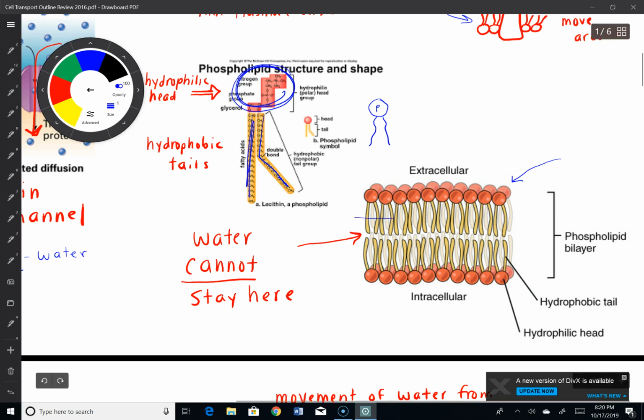Water cannot stay here. These are hydrophobic. That's why you need something like an aquaporin to get the water molecules through. Also, you may see some cholesterol molecules in here. Now, the cholesterol molecules are going to help keep the plasma membrane fluid at low temperatures. Very important for animals that live where it is cold. Things like fish that live deep in the ocean, polar bears, whales, anything that lives where it's cold.